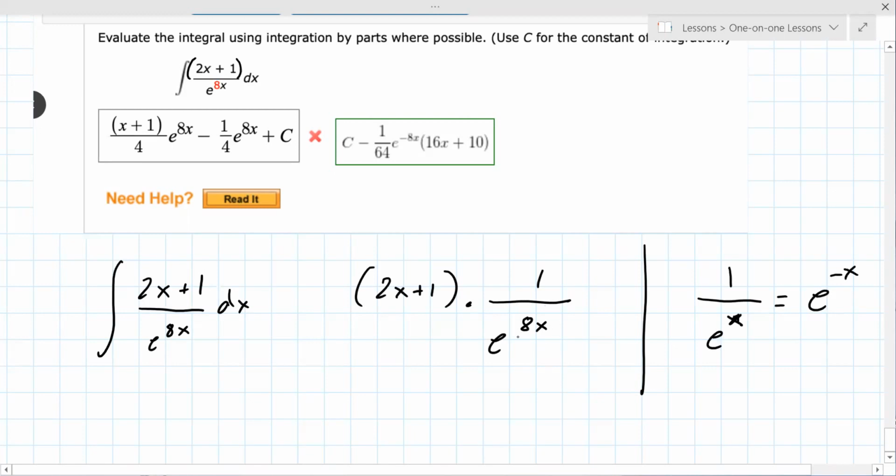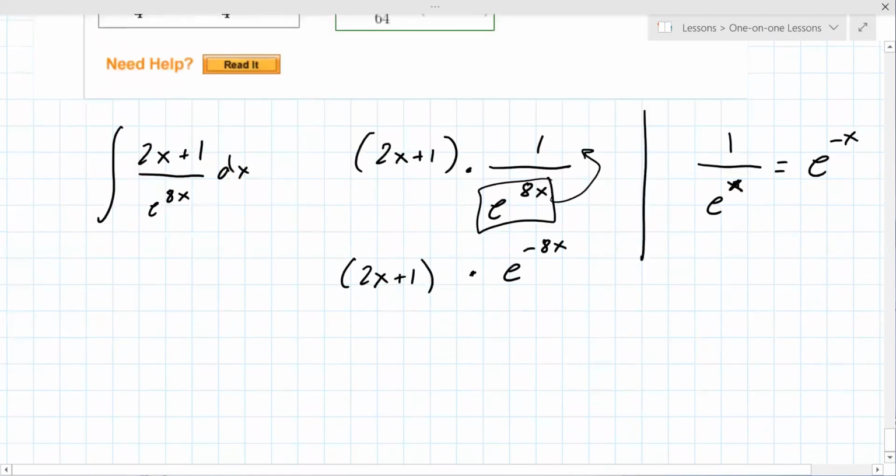So you're gonna bring this up to the top, but you're gonna put a negative in front of it. So it becomes 2x plus 1 e to the minus 8x. So just bringing this up to the top, the whole thing, makes the exponent negative. I assume you've seen that before. Yeah. Okay, so now the problem is just like the one you just did. It's really 2x plus 1 e to the minus 8x dx.